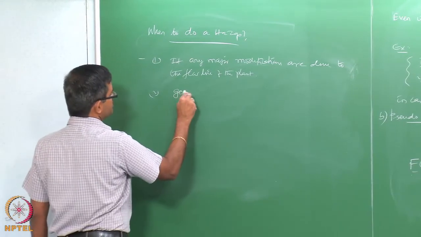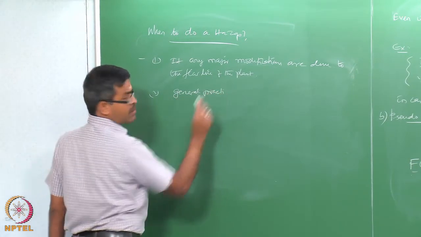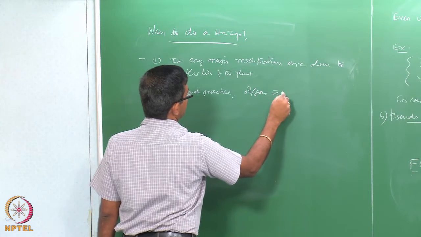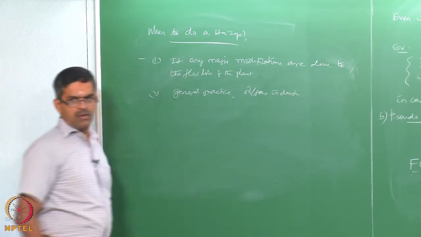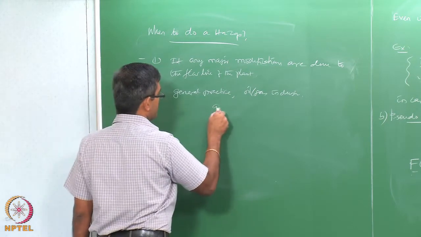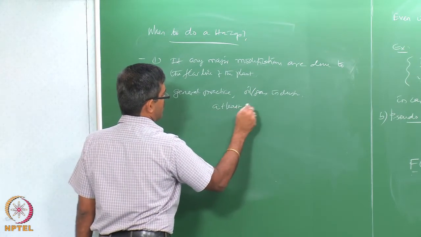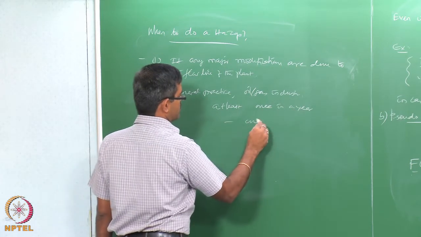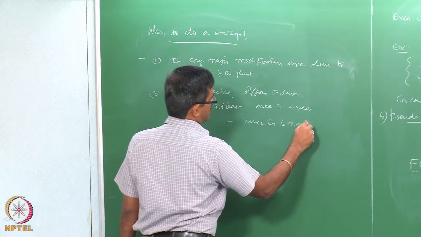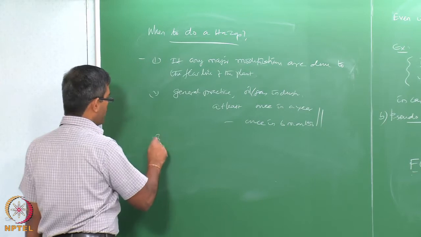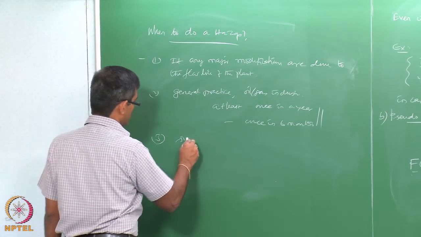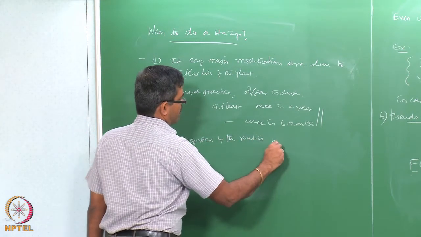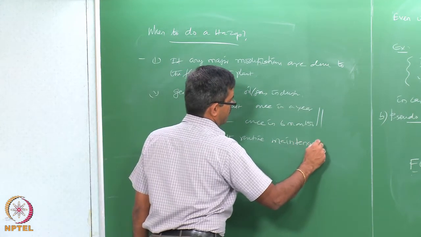As a general practice, in oil and gas industries, a Hazop report is done at least once in a year, good to have once in 6 months. Hazop reports are supported by the routine maintenance reports.